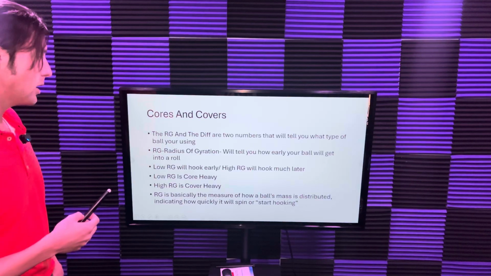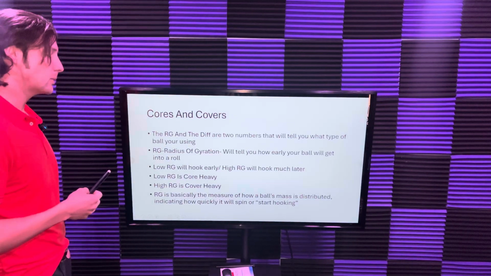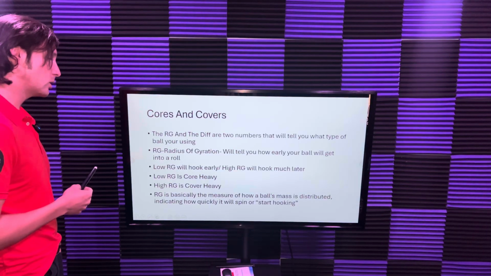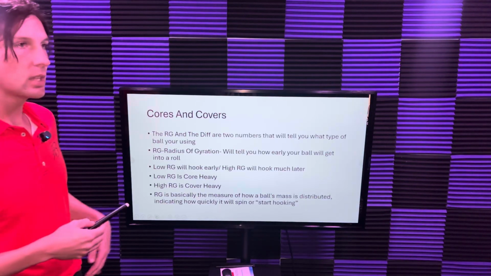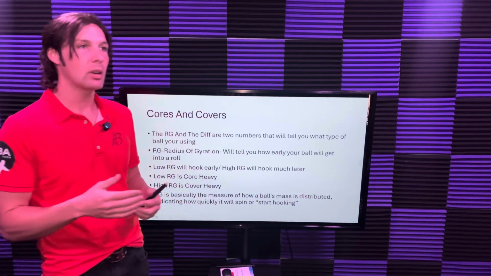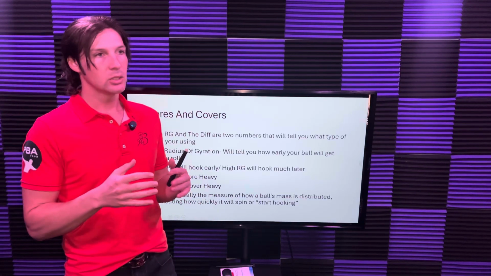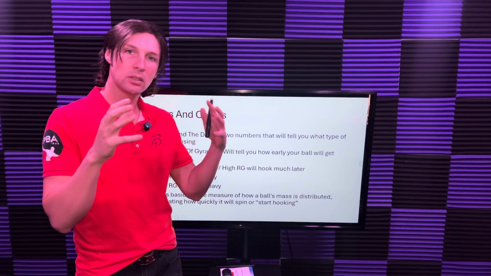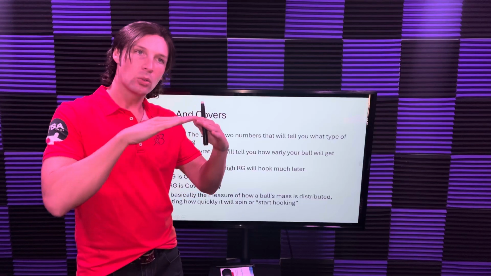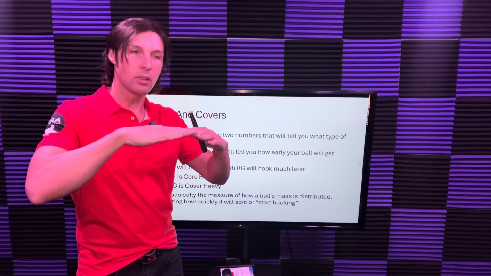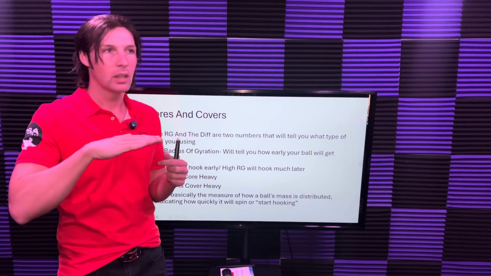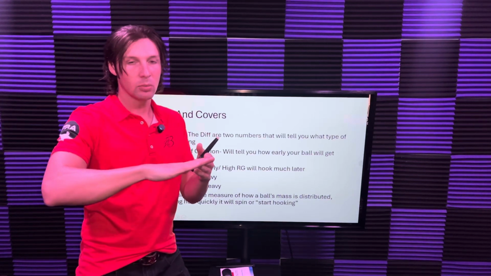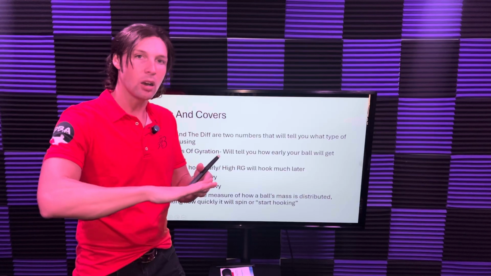RG is basically the measure of how a ball's mass is distributed, indicating how quickly it will spin or start hooking. The way I think about RG is the way that the weight of something is distributed in order to level out something. So if you think about a plane, when it lands, it's tilted up, but also when it takes off, it will tilt up.